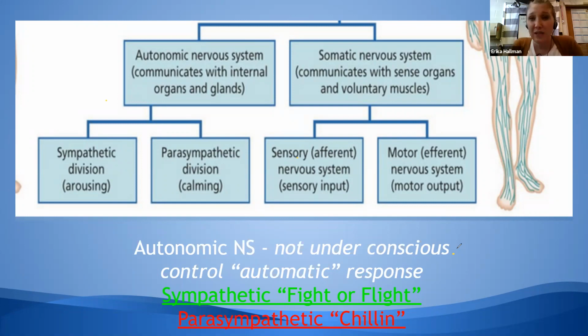And I want you to think of these two divisions of your autonomic nervous system as being constantly in battle with each other, all right? The sympathetic division is called the arousing division. And what that means is that's your fight or flight, all right? So when you are stressed, when you are in danger, your sympathetic nervous system is winning. Your parasympathetic nervous system is the opposite of that, all right? Parasympathetic nervous system is your rest and digest nervous system. So it means you're going to sit back, you're going to relax, you're going to chill, all right?